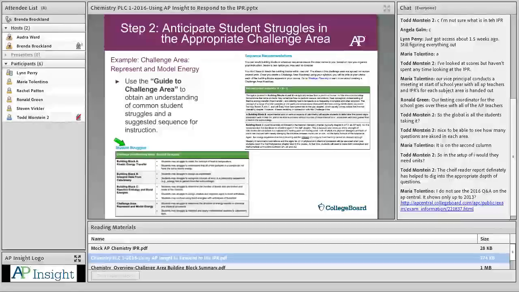Let's see. So Maria, I will have to look specifically as to where that is. It is in there, and I know that I've seen it a couple of times now, so I will have to find that website for you, I think. If anybody else happens to know where that is, that would be helpful as well, because I know that 2016 is in there somewhere.